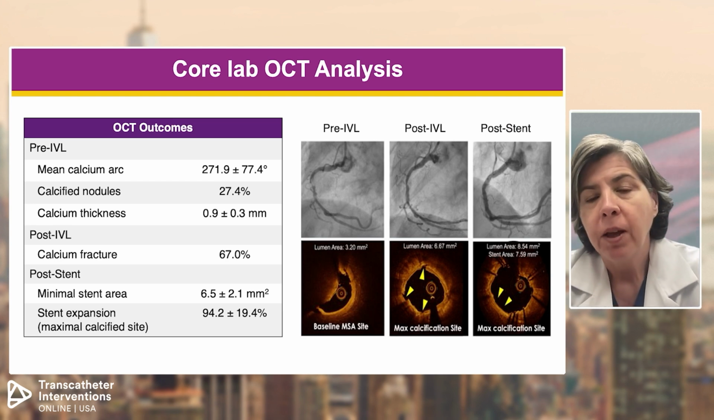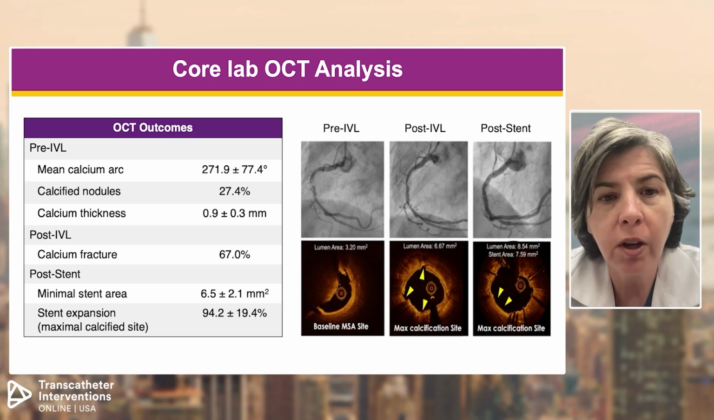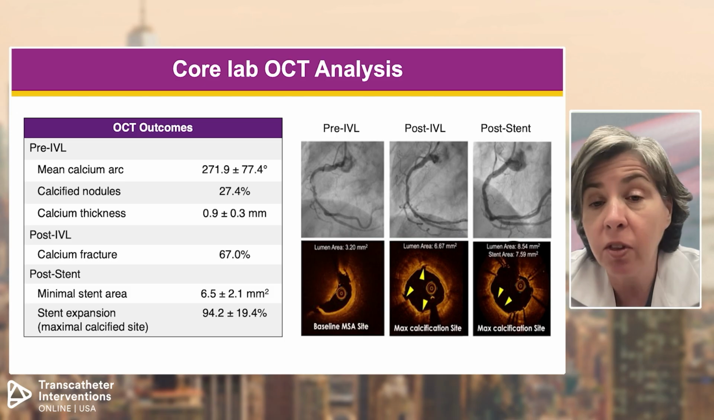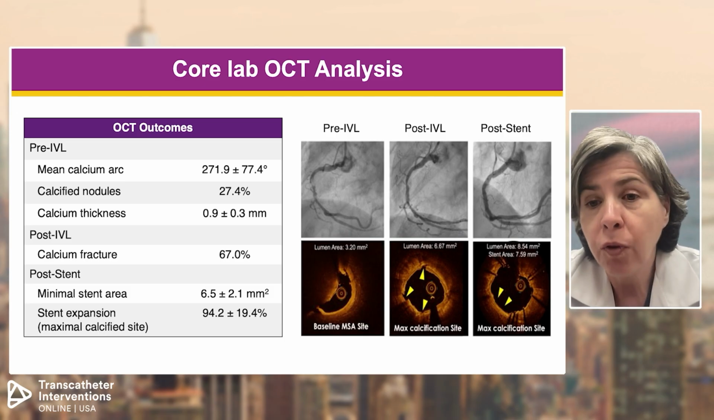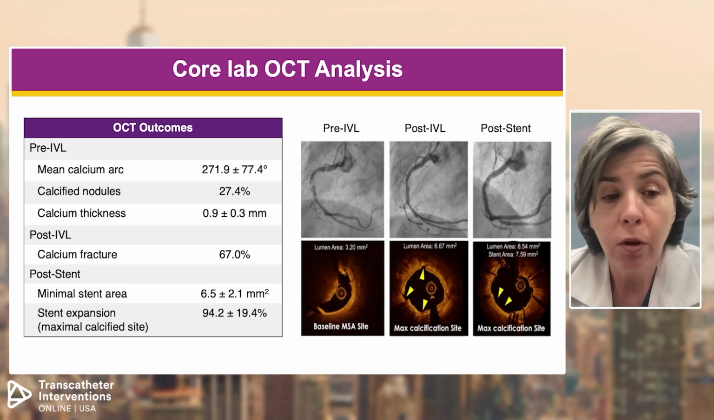There was a core lab sub-study within the trial, which confirmed that this was indeed severe calcium with a mean arc of calcium of 272. There was 27% of calcium nodules. Calcium was thick at 0.9 millimeters. Post-IVL fracture could be seen on OCT in 67%, and the final MSA was 6.5, with stent expansion at 94.2%.